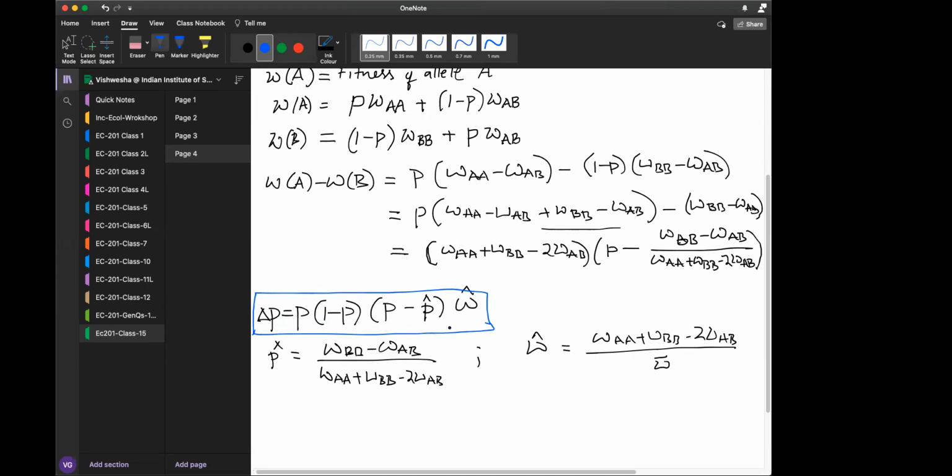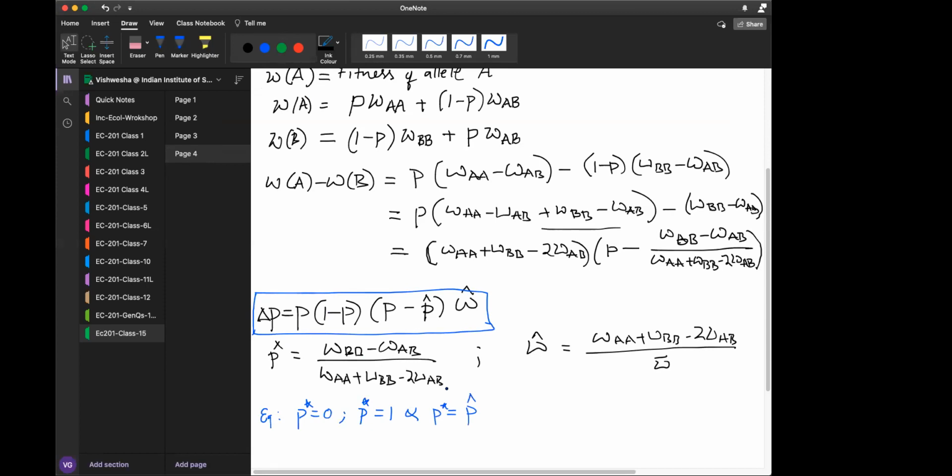So what are the equilibria for this? The possible equilibria are P is equal to 0, P is equal to 1, and P is equal to P hat. Do you agree? There are 3 possible equilibria, not 2 anymore. However, P equal to 0 and 1 are totally fine.